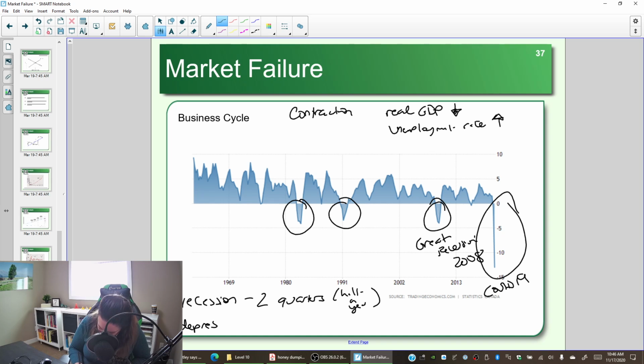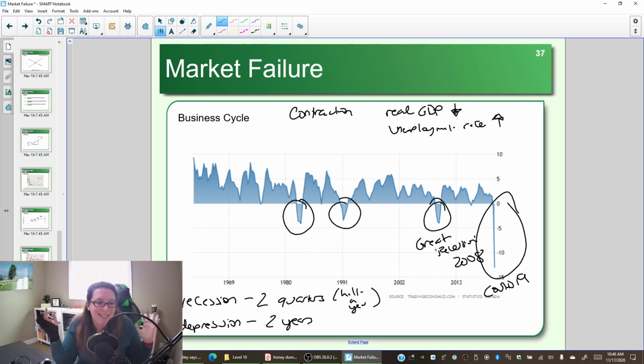A depression, like the Great Depression, is where you have that contraction for 2 years. Now, we call 2008 the Great Recession because this was the closest we got to a depression. The Great Recession was 2008, 2009, but it's not a depression because a depression has to be continual contraction for a full 2 years. During that recession in 2008, 2009, contraction, whoop, things got a little better, more contraction. So it wasn't a depression. It was just a bad recession.